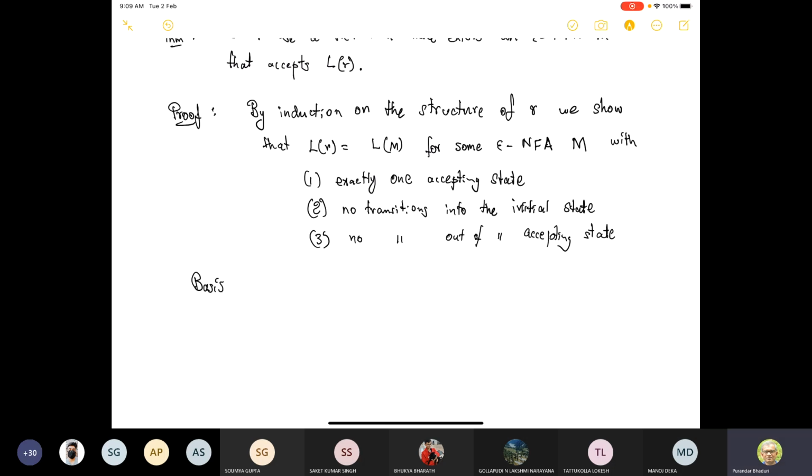Anyway, so let's do the proof. What is the basis of the induction? Remember, what are the clauses defining a regular expression? So first we had, these are regular expressions, right? Epsilon, empty, and a symbol a, right? So what is an epsilon NFA which accepts the language denoted by epsilon? Anyone?